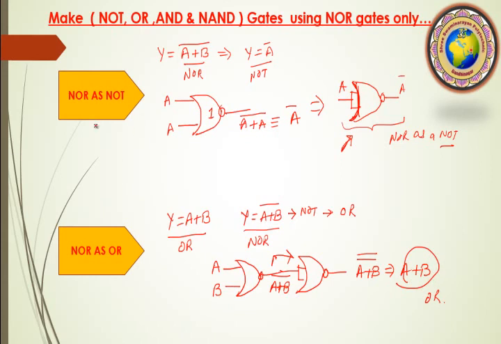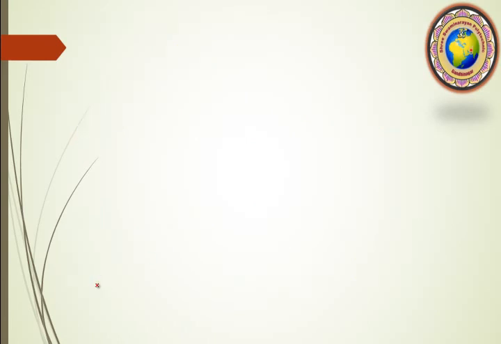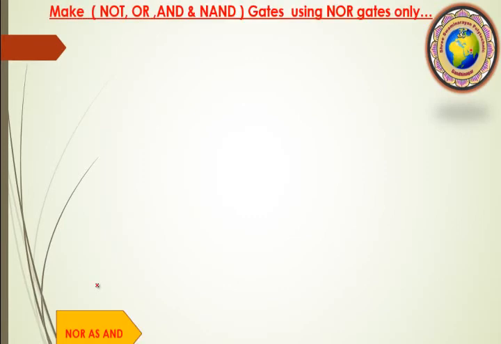First of all, I use NOR as a NOT, requiring one NOR gate here. For NOR as an OR, I require this 1 and this 2, so that means 2 NOR gates. So these two gates we can develop by using only NOR. Now our third one is NOR as an AND.